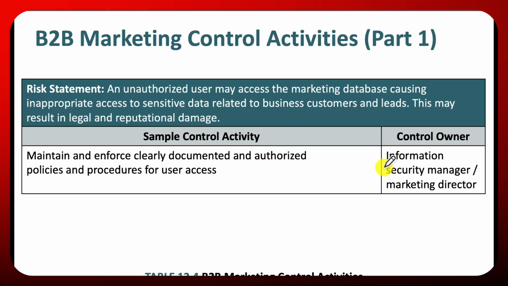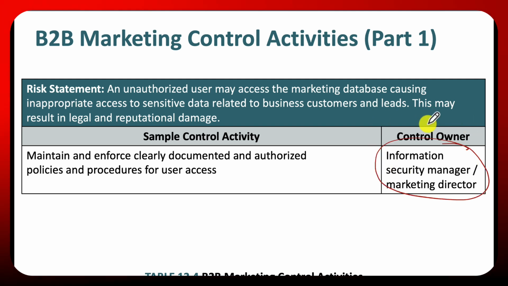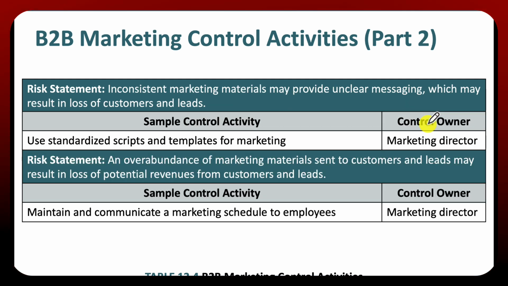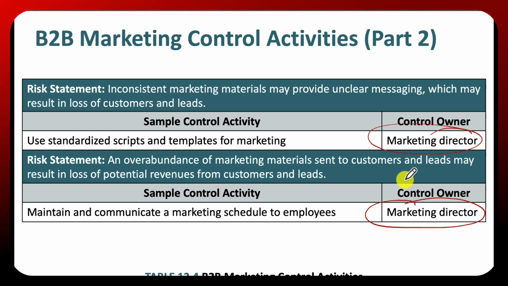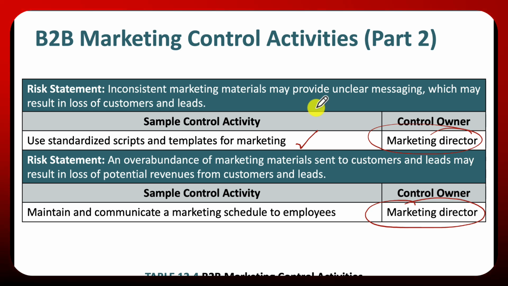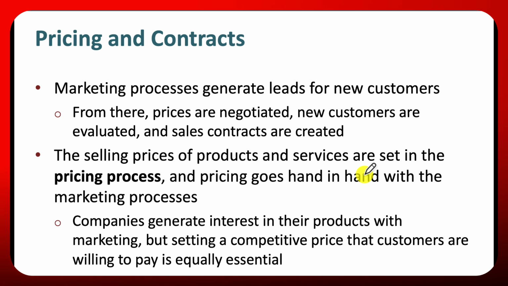Here we see our B2B marketing control activities. So here we see that we might have the information security manager, or even possibly the marketing director, maintain and enforce clearly documented and authorized policies and procedures for user access. Now we see here that our marketing director might use standardized scripts and templates for marketing, similar to what they were responsible for in B2C. They also might maintain and communicate a marketing schedule to employees as well.